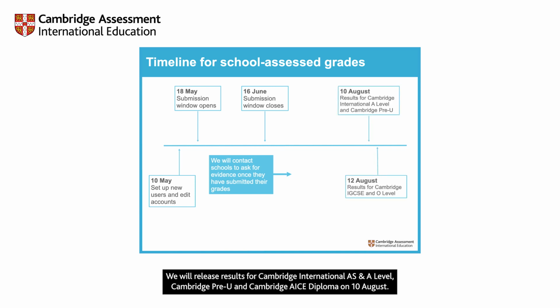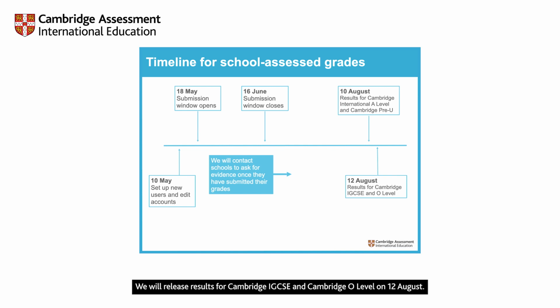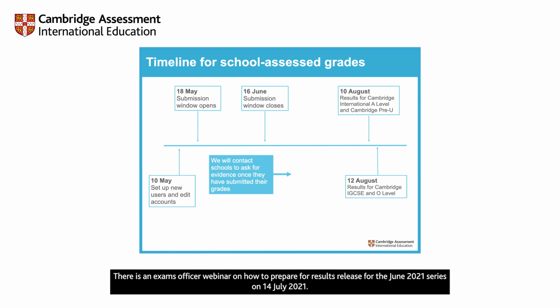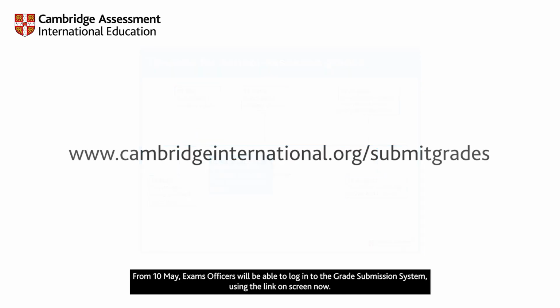We will release results for Cambridge International AS and A-Level, Cambridge Pre-U and Cambridge ACE Diploma on the 10th of August. We will release results for Cambridge IGCSE and Cambridge O-Level on the 12th of August. There is an Exams Officer webinar on how to prepare for results release for the June 2021 series on the 14th of July 2021. From the 10th of May, Exams Officers will be able to log into the grade submission system using the link on screen now.